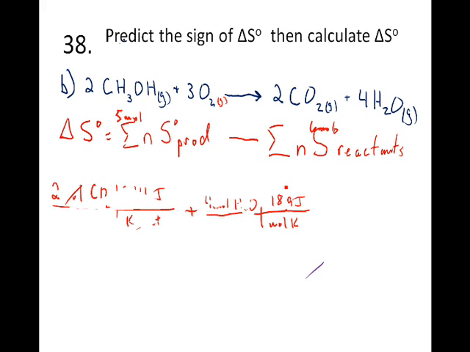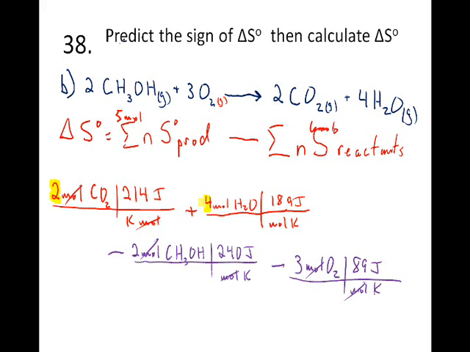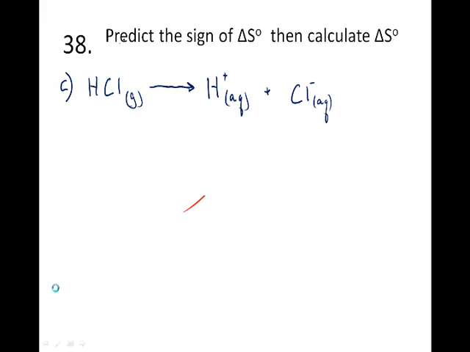So let's add together the entropies of all the products. 2 moles of the CO2 times its entropy, 4 moles of water times its entropy, and then let's subtract the entropies of the reactants, and we should calculate 89 joules per Kelvin. Sure enough, we got a positive change. Let's look at 38C.